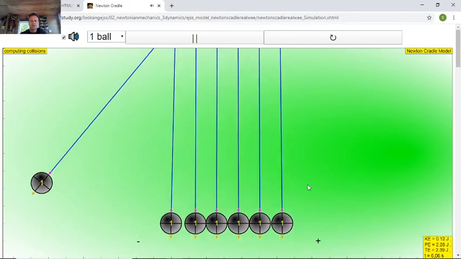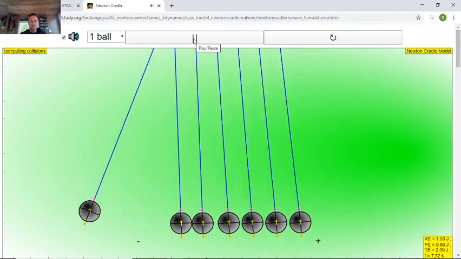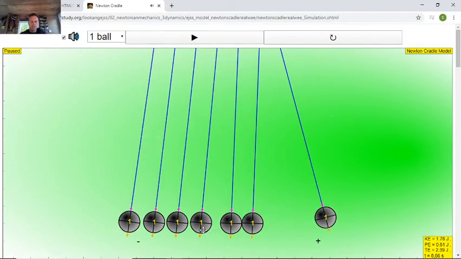Now, why is this happening? I'm going to try and freeze it as it goes down, bang. When this one hits here, it exerts a force on the next ball, therefore it transfers momentum. But because they're all in contact, it keeps transferring momentum to each ball. But when it gets to this ball here, it has nothing to transfer momentum to, therefore off it goes.